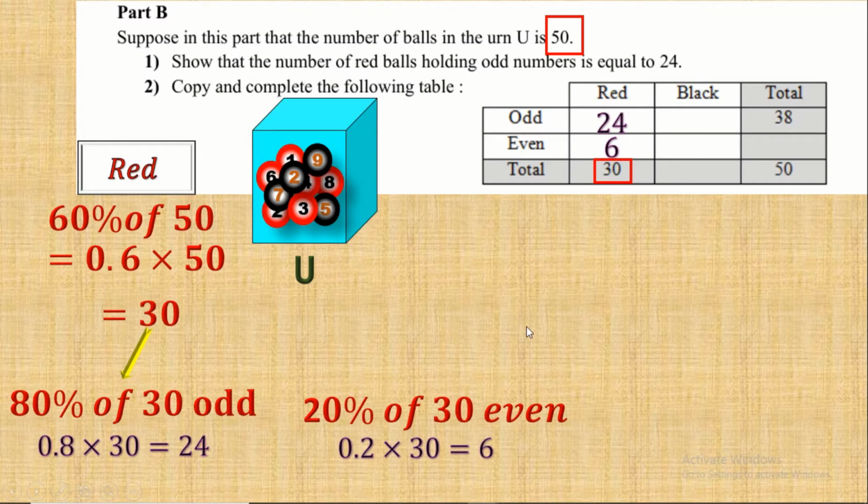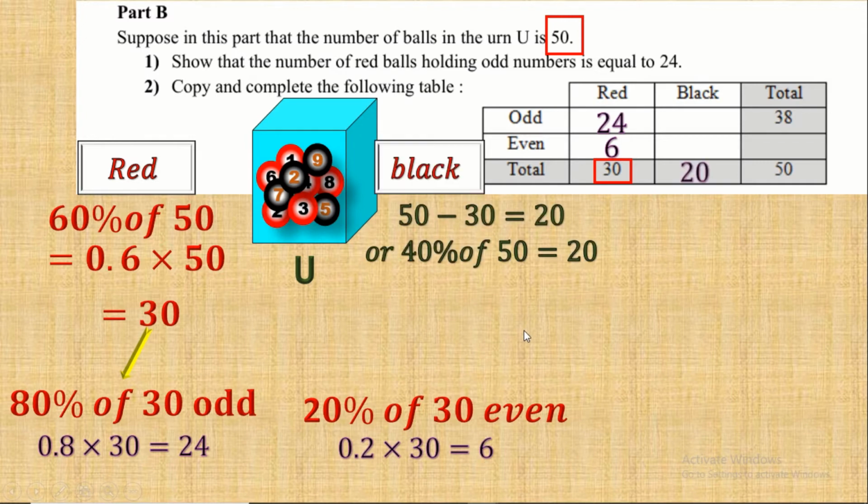Now what about the black balls? Isn't the number of black balls 50 in all minus the 30 red, which gives us 20? Or we can say 40% of all balls, which is 40% of 50, is 0.4 times 50. It gives us 20 black balls.